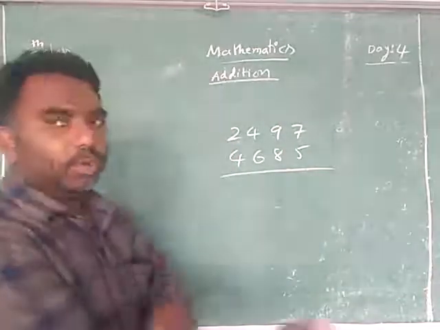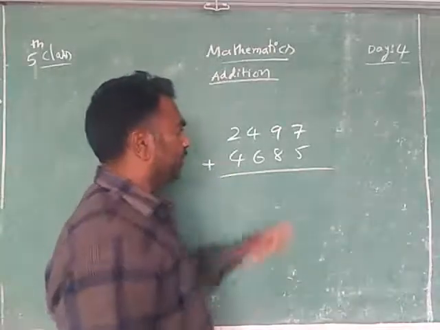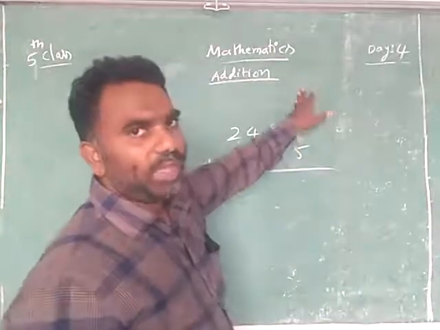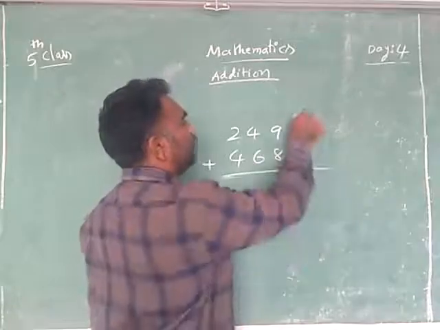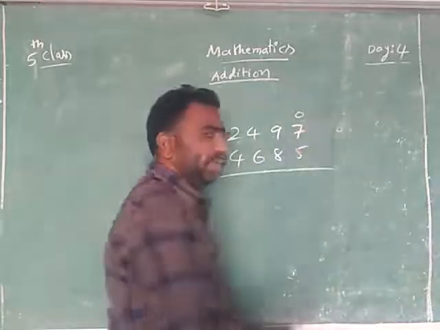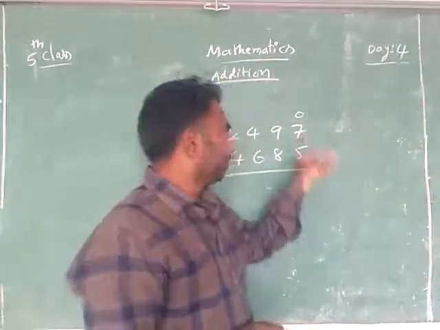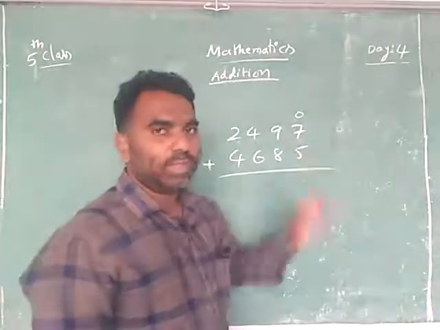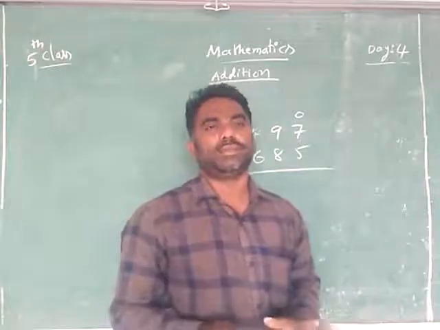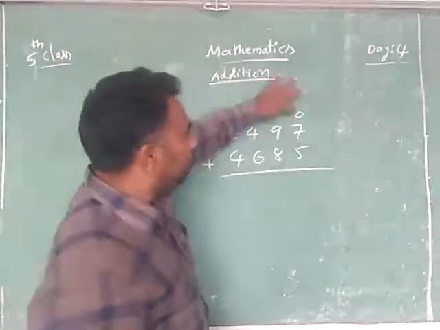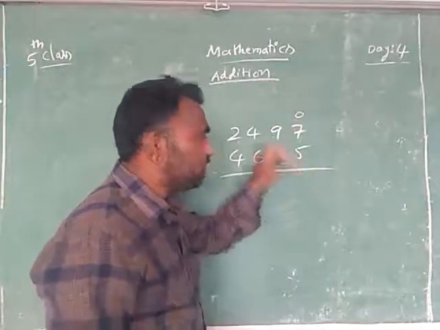So we are adding these both. First of all, we will add the ones place. Ones place, ones place. So 7 and 5 becomes 12. But here, in the ones place down, we need to write ones only.